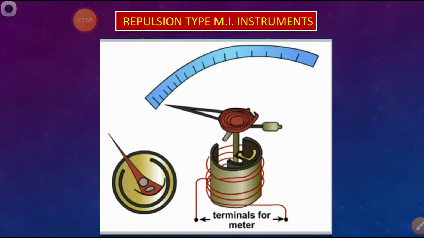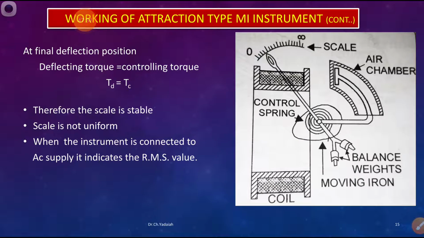Now this we have seen. Any doubts? We have seen the construction, the parts of an attraction type instrument, the purpose of each part, and how it works at equilibrium. Now coming to the other one, the repulsion type. Previously we saw that opposite poles are created and the iron piece is attracted by the north pole and south pole.